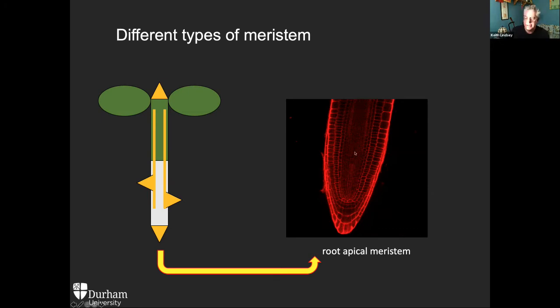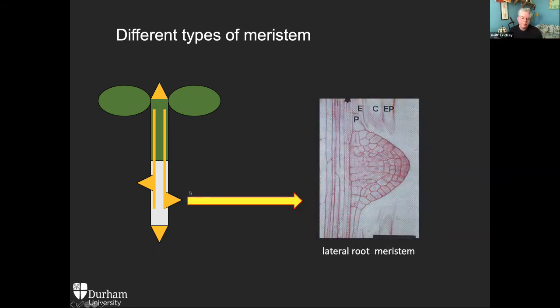Unlike the shoot apical meristem, which produces lateral organs off the side, the leaves for example, the root apical meristem doesn't do that. But there are lateral structures produced in roots, not from the meristem, but from previously differentiated cells, and these are the lateral root meristems. So this is a sort of form of redifferentiation.